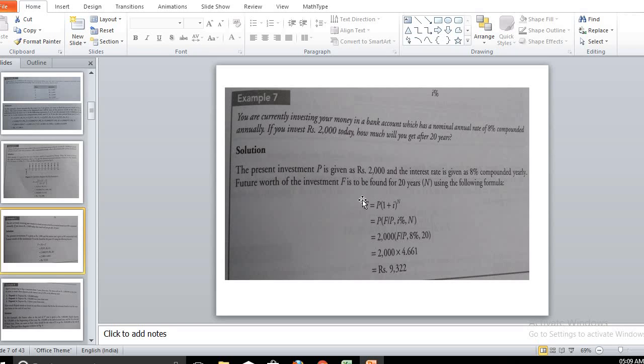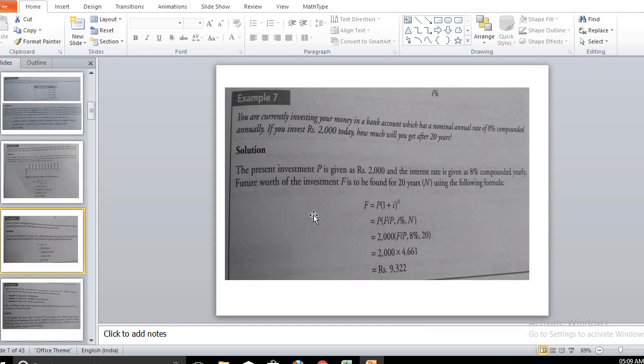In future worth analysis, this is the total value after 20 years with investment P, rate i, and period n. So we put in the values: P is equal to 2000, 1 plus i where i is 8%, raised to n which is 20. If you simplify this, you will get this amount, 9322. This example is based on future worth analysis.